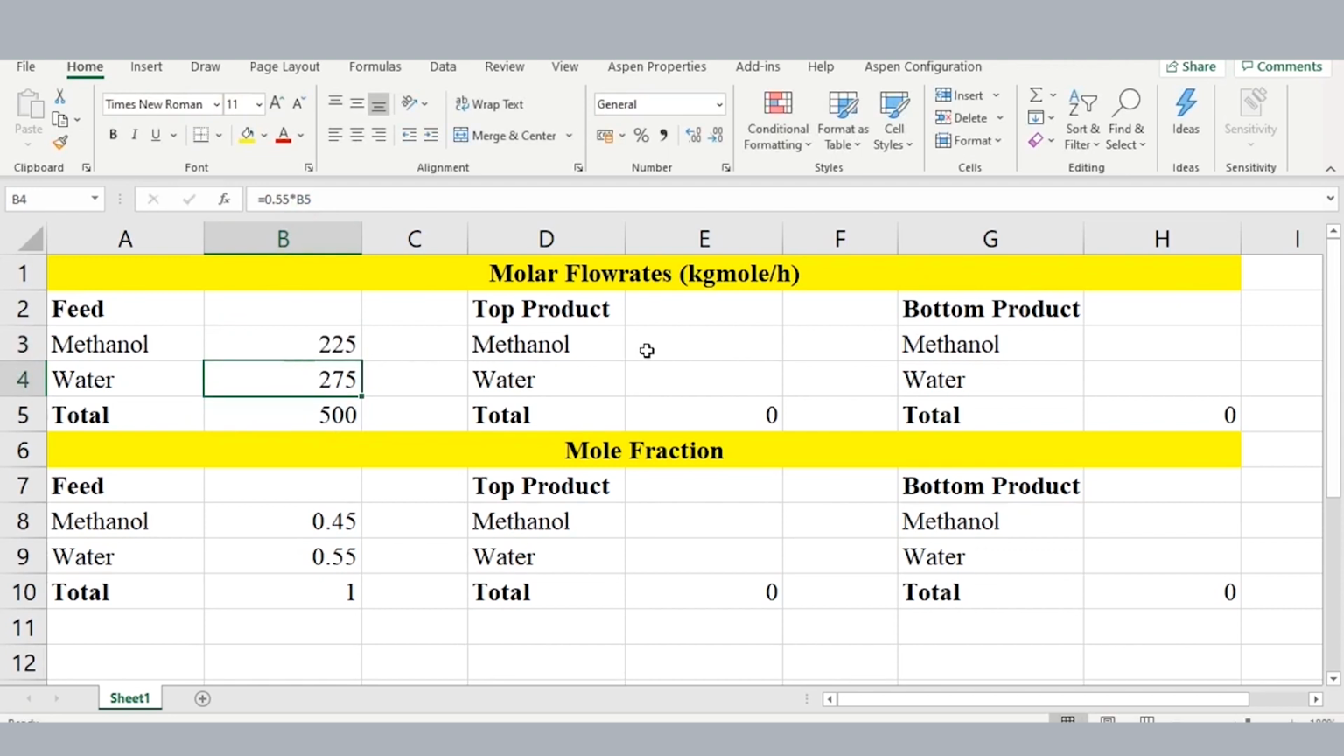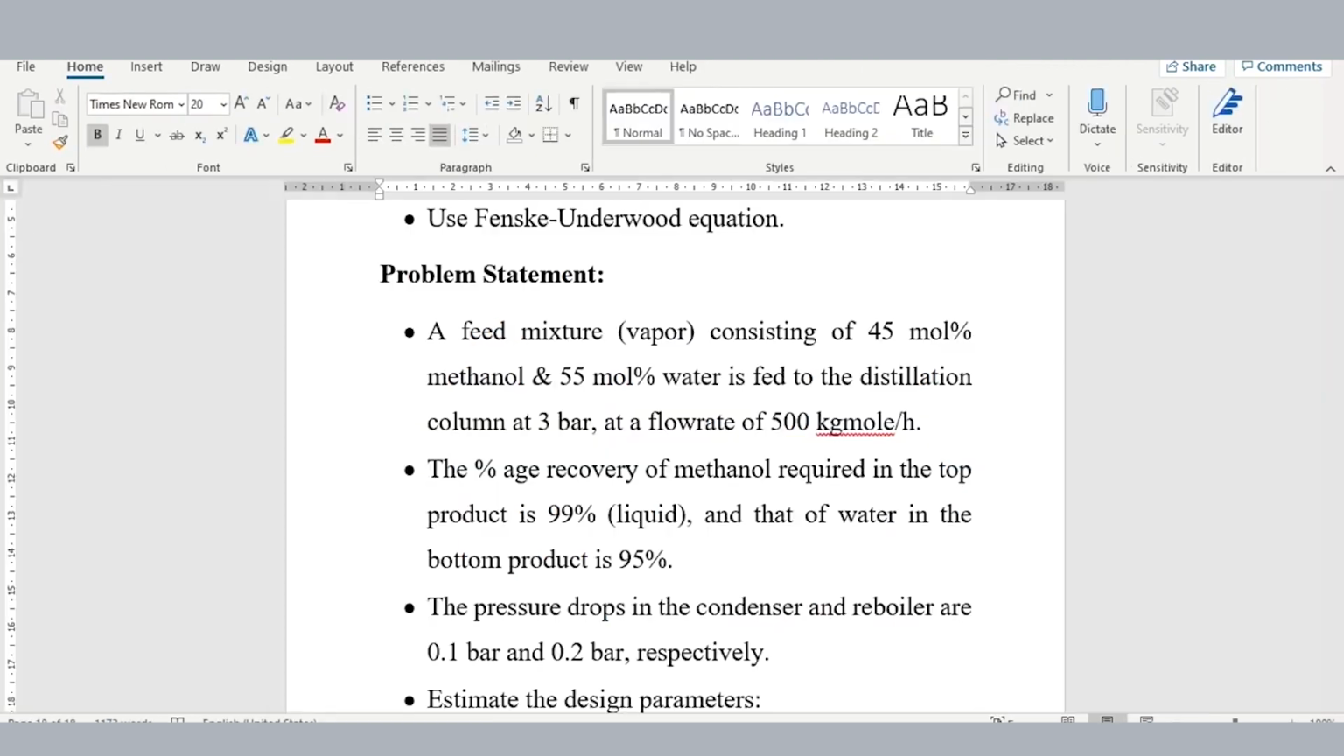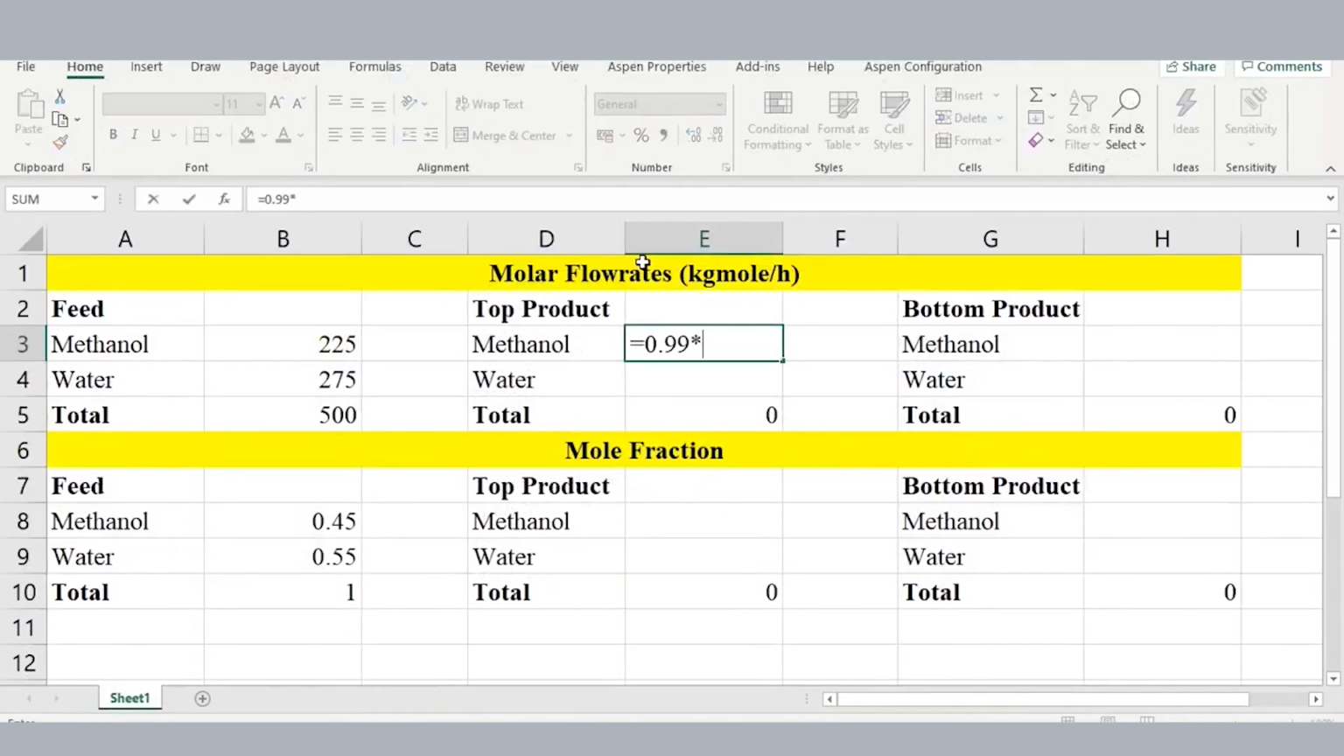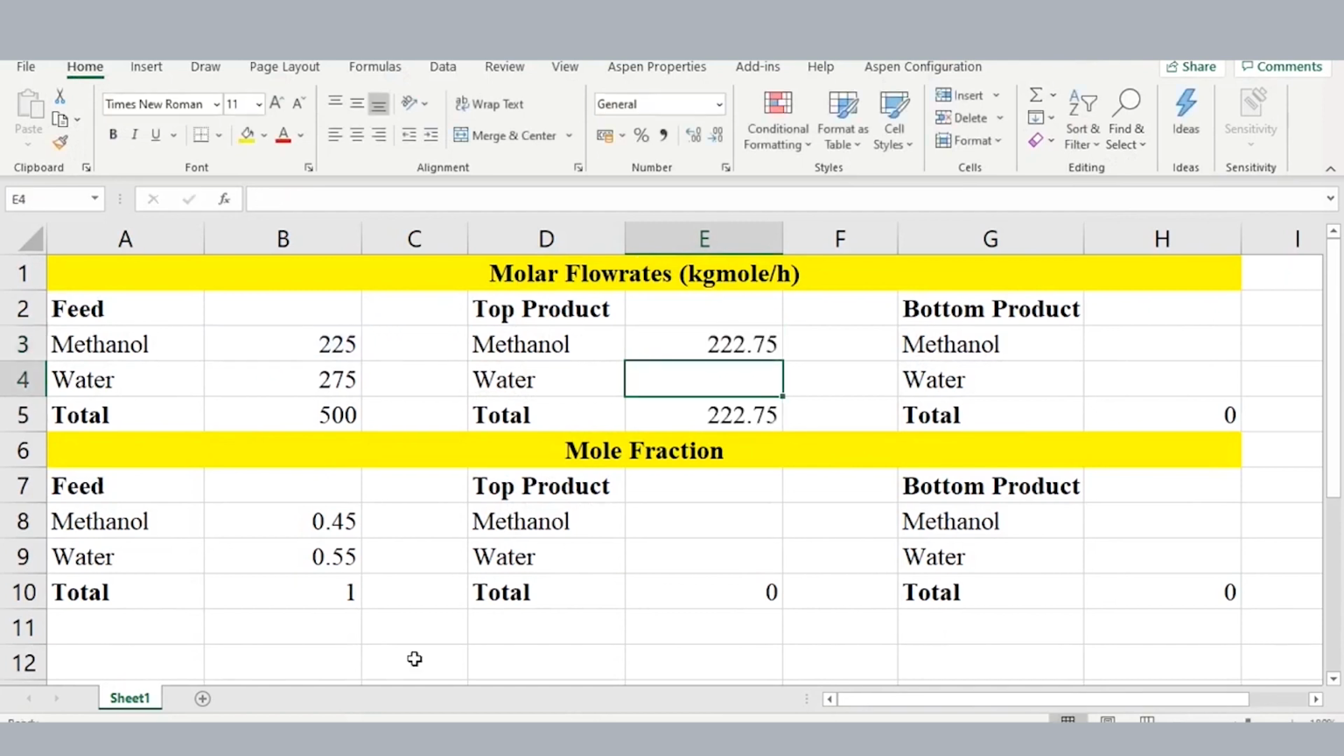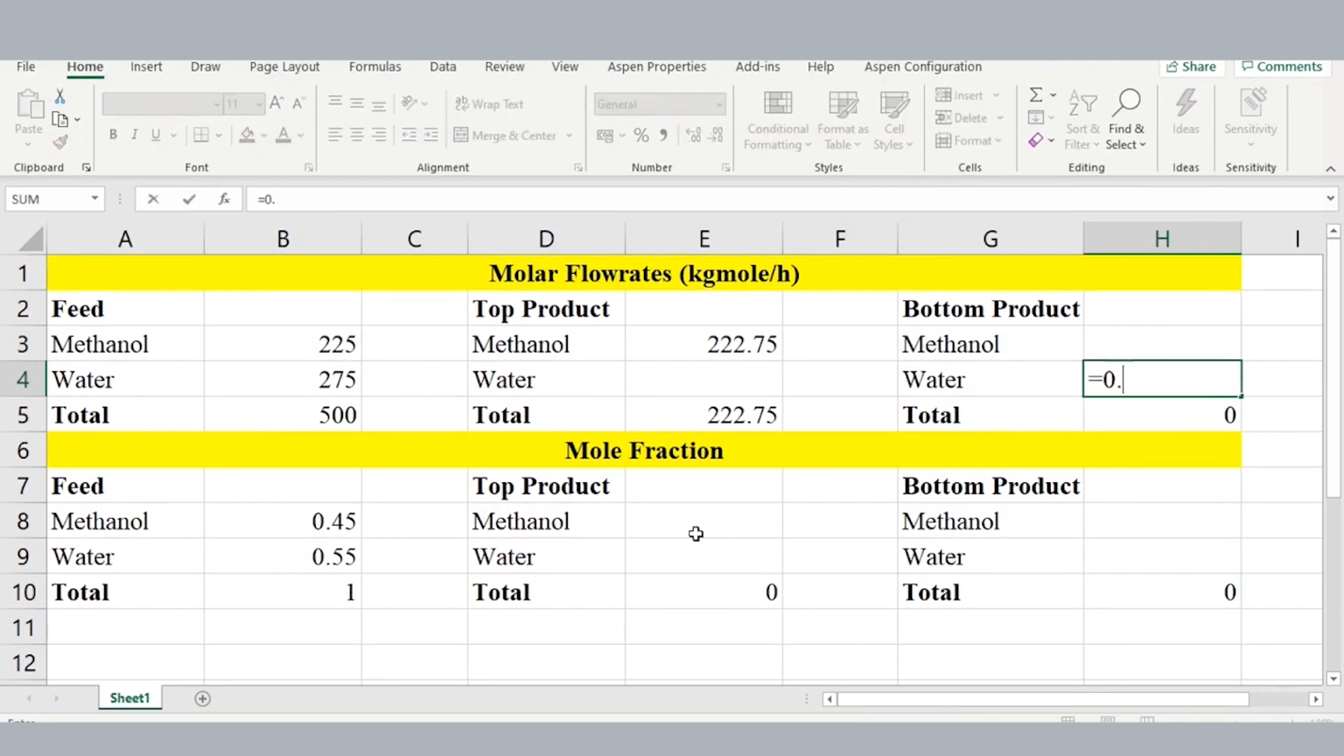and 55% of this feed is water. Now we have been given the information that the percentage recovery of methanol required in the top product is 99%. It means 99% of methanol in the feed is going to the top product and 95% of the water in the feed is going to the bottom product. So 222.75 kg mole per hour out of 225 is going to the top side, while 261.25 kg mole per hour of water out of 275 is going to the bottom product.